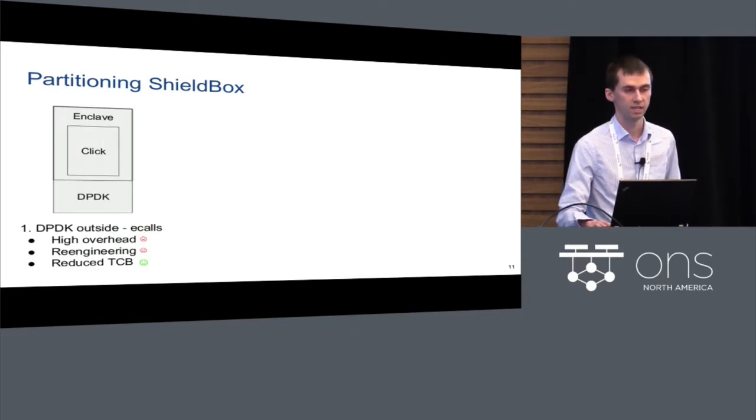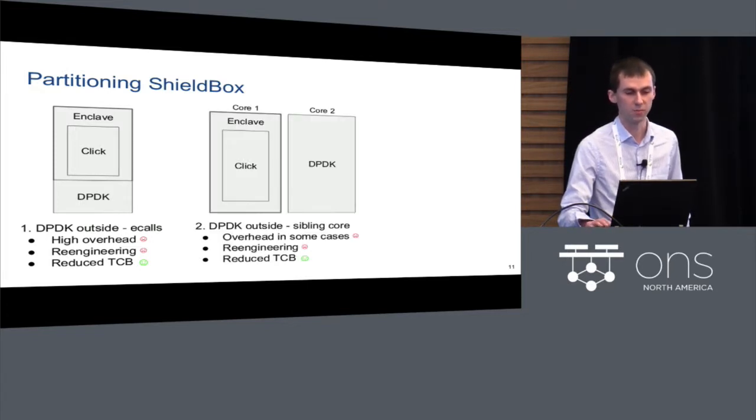First of all, we can put DPDK outside of the enclave and use enclave entries and exits as a communication primitive. But in this case, we will have high performance overhead. We will require lots of re-engineering on both the DPDK and Click side. This will reduce the trusted computing base of the application, which is a good thing.